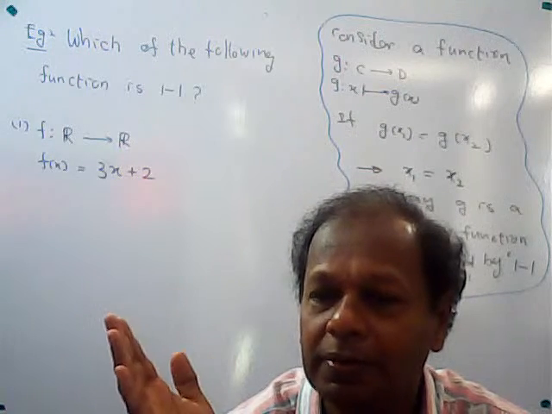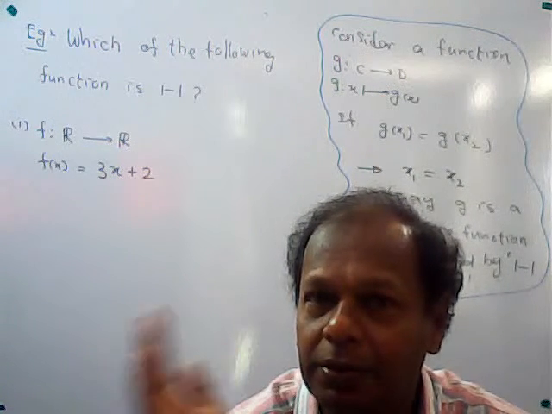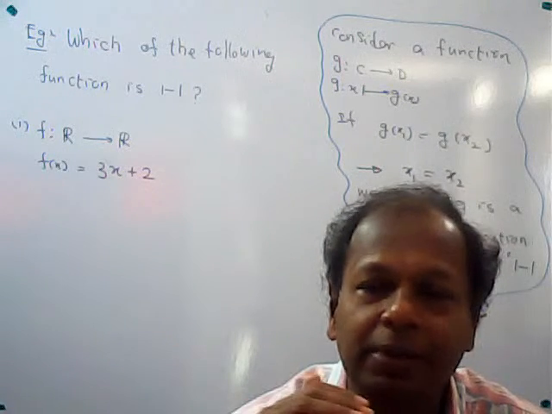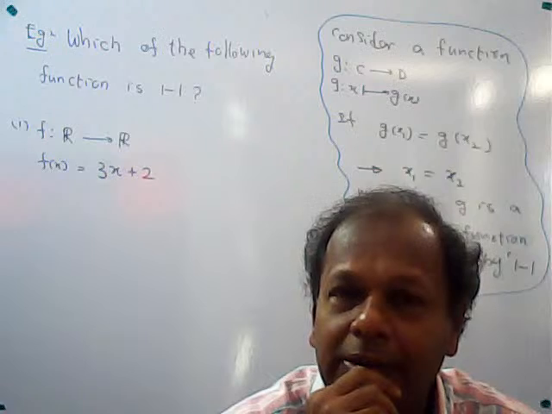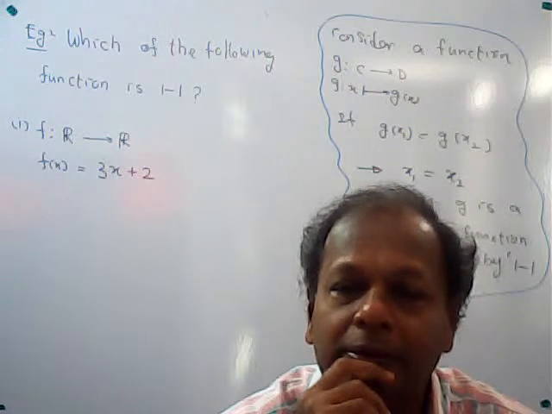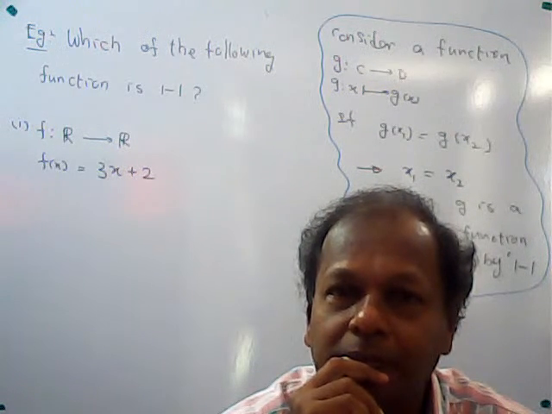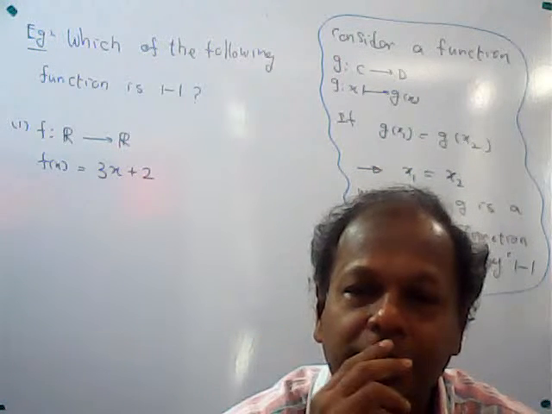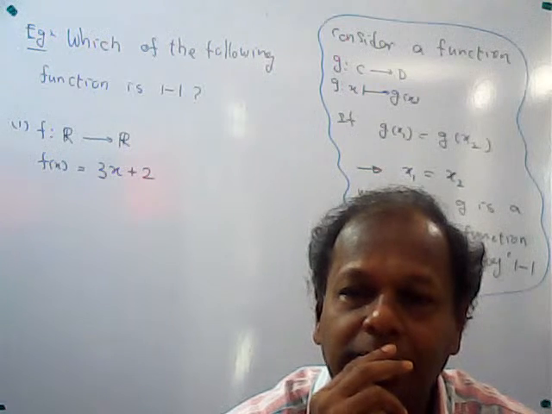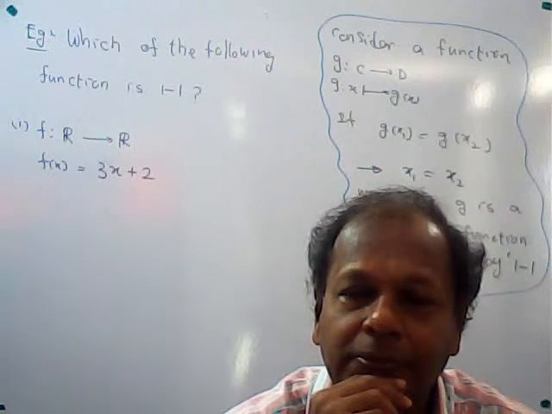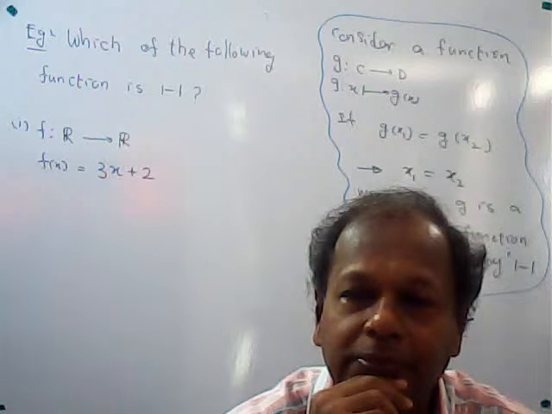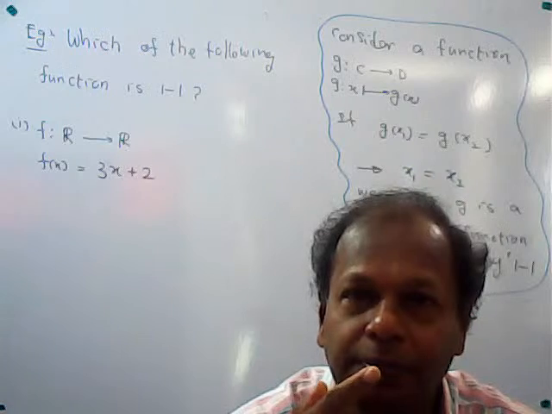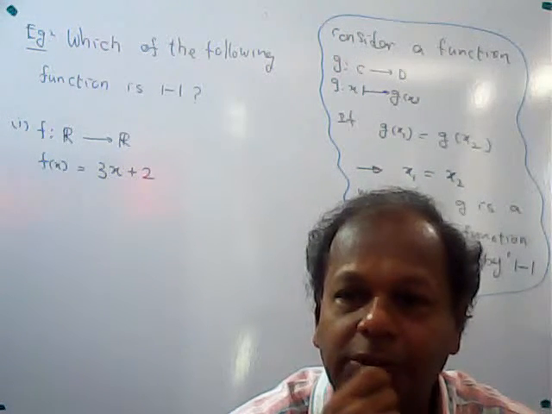Can two distinct elements connect to the same? Can two distinct elements in the domain connect to the same element in the range or the codomain? Yes or no? You input two distinct elements, can they produce the same output for this particular function?